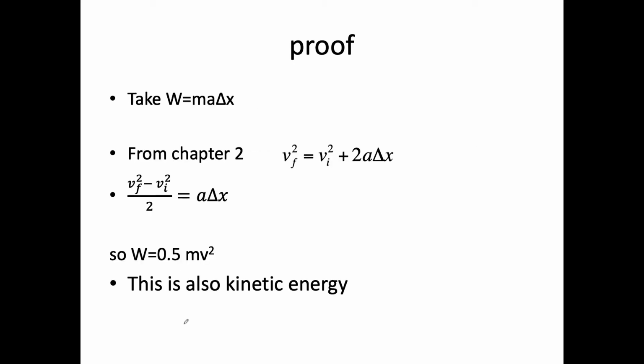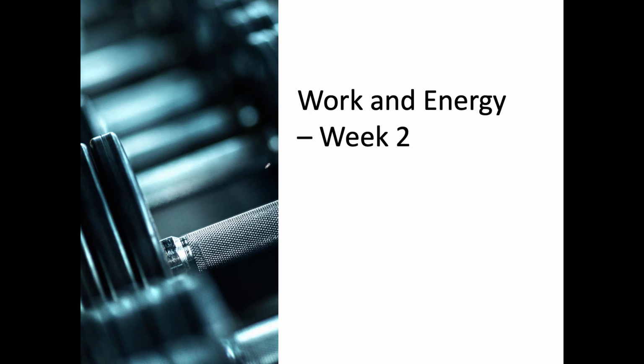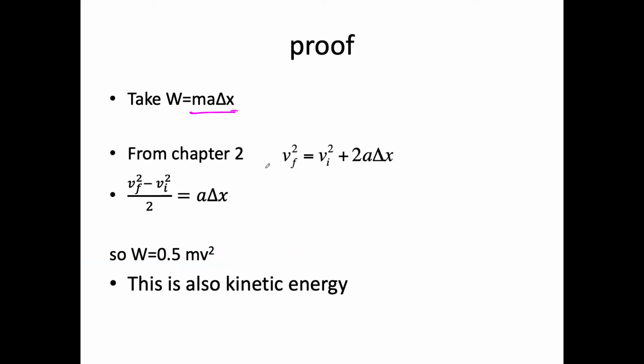So continue on with this proof. We're going to take a look at this equation for work: mass times acceleration times the change in x. But from chapter 2, we have this equation: the final velocity squared is equal to the initial velocity squared plus 2 times acceleration times the change in x. A times change in x.